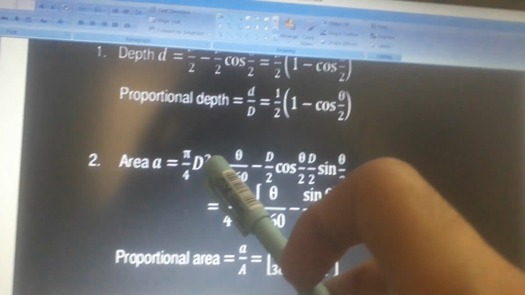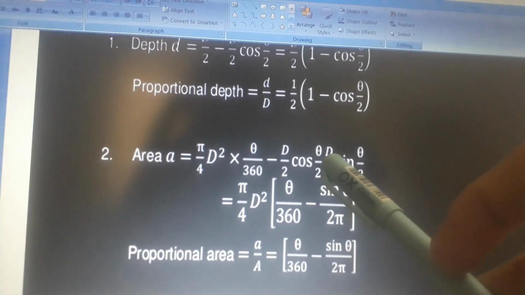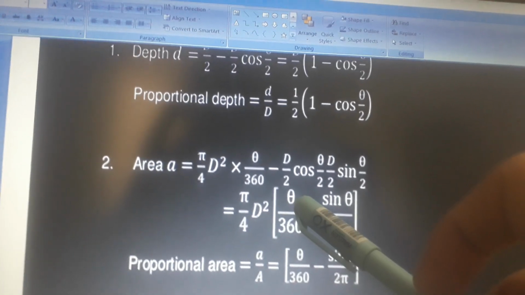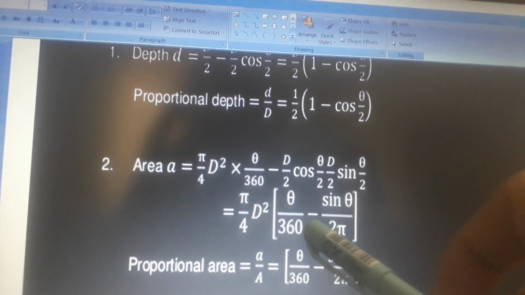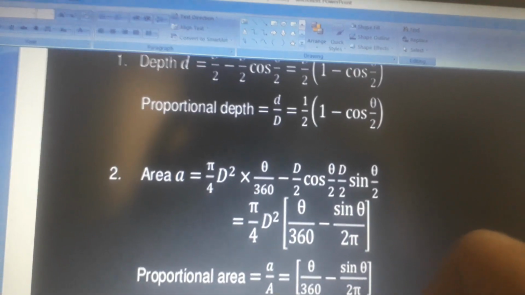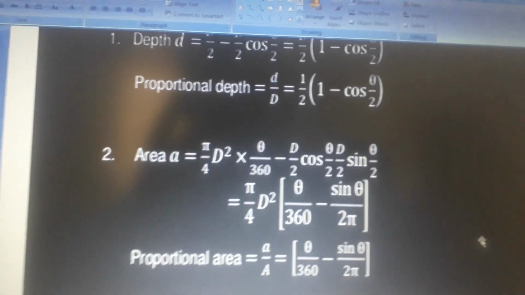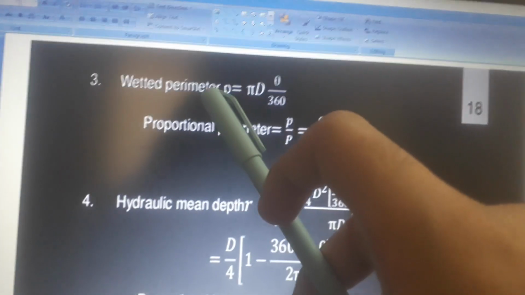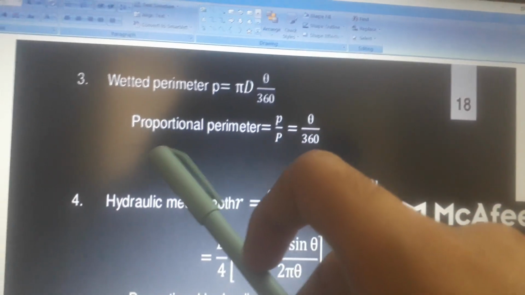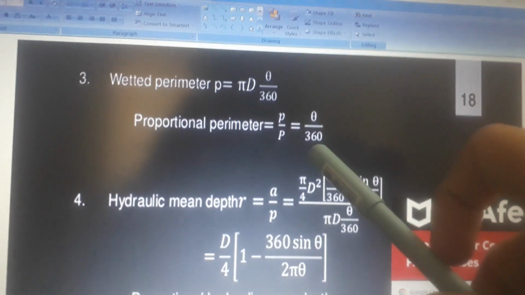Area small a is equal to pi by 4 D square into theta by 360 minus sin theta by 2 pi. Proportional area is equal to small a by capital A is equal to theta by 360 minus sin theta by 2 pi. Wetted perimeter small p is equal to pi D into theta by 360. Proportional perimeter is equal to small p by capital P is equal to theta by 360.